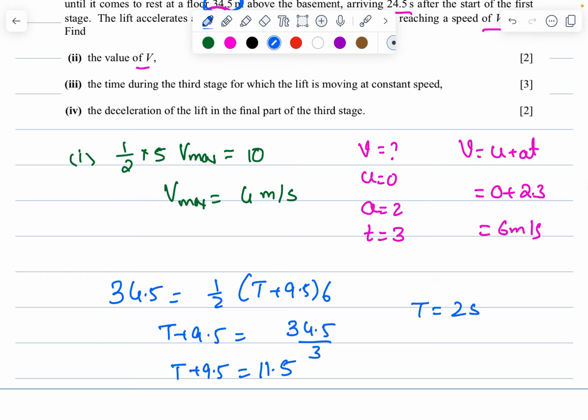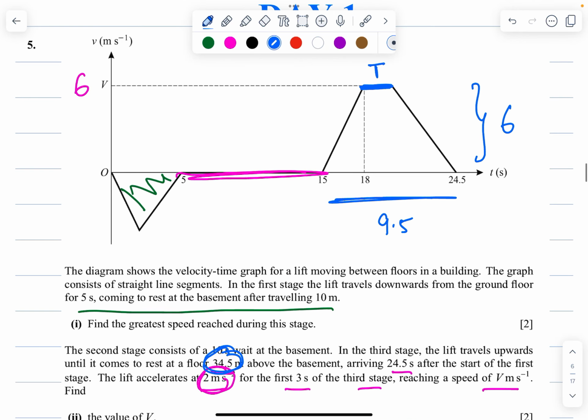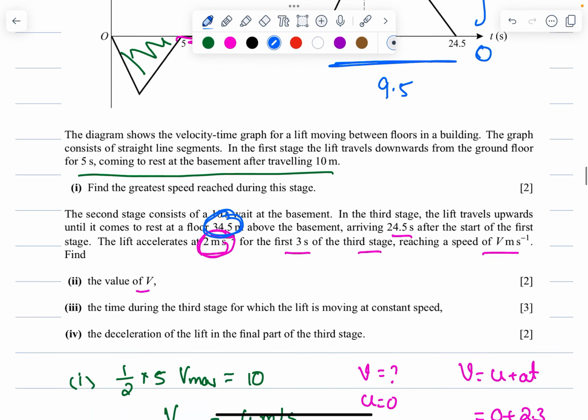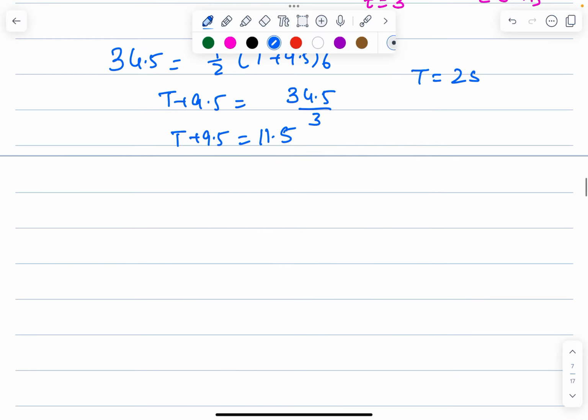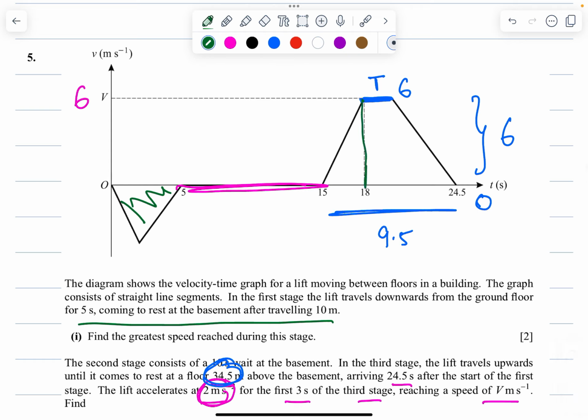Next, the deceleration of the lift in the final part of the stage. What is going to be the deceleration? He is asking us to find it in the final part of the stage. So this velocity was 6 and this velocity was 0 over here. For the final part, initial velocity is 6 and final velocity is 0, and time equals how much? So it was 2 seconds. This one was 18, 18 plus 2 seconds, 20 seconds.